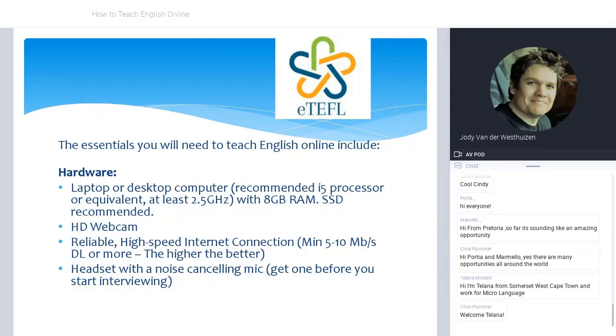The recommended processor is an i5. This is from Intel. I don't want to get too technical, but there are also other producers of processors, AMD, for example. Anything that's similar to this on the i5 level, at least 2.5 gigahertz. Check the speed. Any place that you buy it online or in a shop, you can speak to somebody and just ask them for these specifications. 8 gigabytes of RAM minimum.